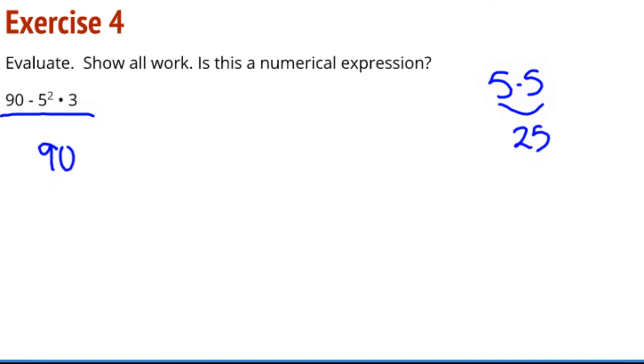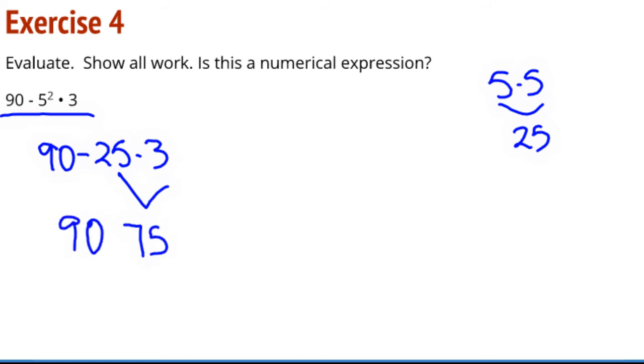I've got 90 minus 25 times 3. I still have some multiplication to take care of, so I'm going to go left to right here and check this out. Left to right, yep, that's my first multiplication. 25 times 3 gives me a 75. 90 minus 75 will yield a 15.